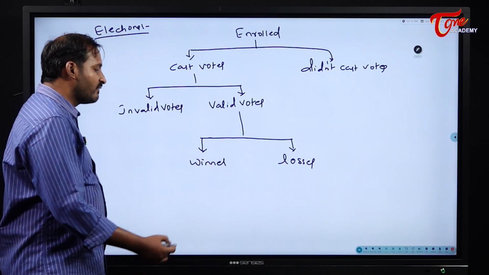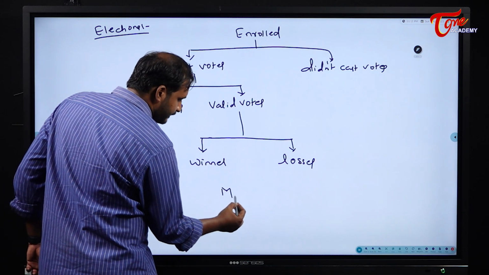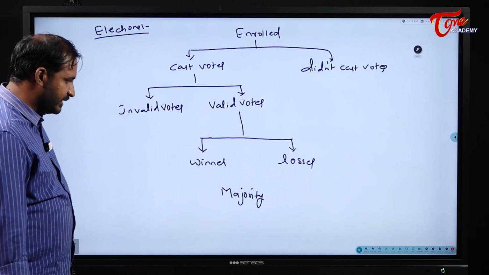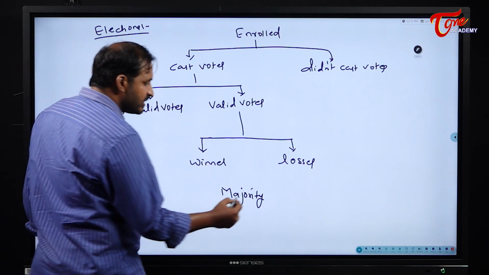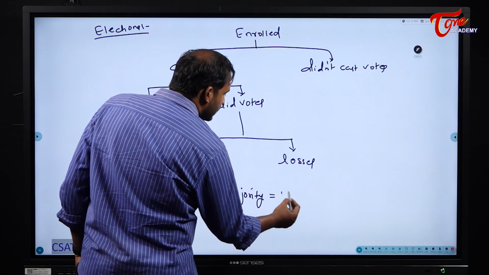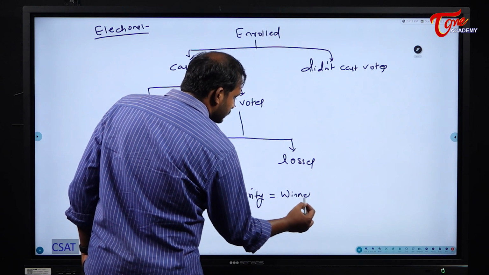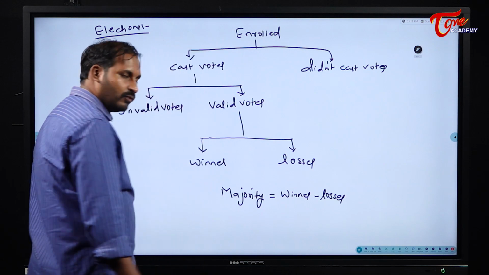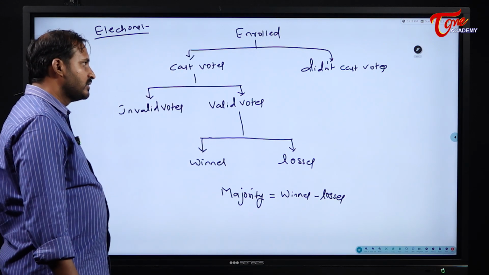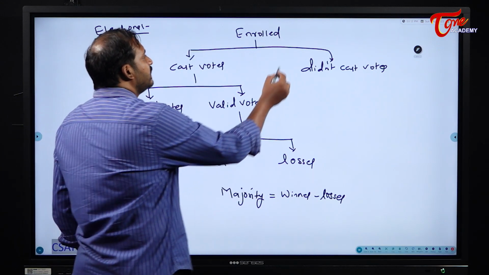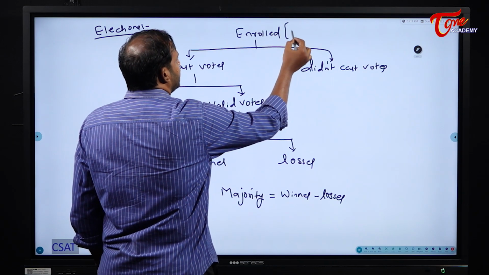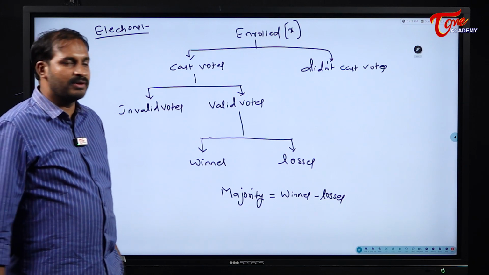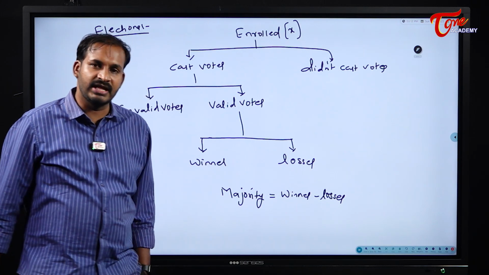Now, here we will hear one more word called majority. That means what? Majority is the vote difference between the winner and loser. That means how many votes more the winner got. So see here, for example, in an election there are X persons enrolled for that election. That means X number of people enrolled to cast their vote in the elections.